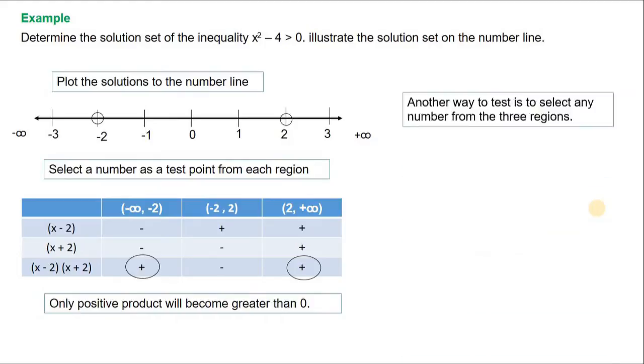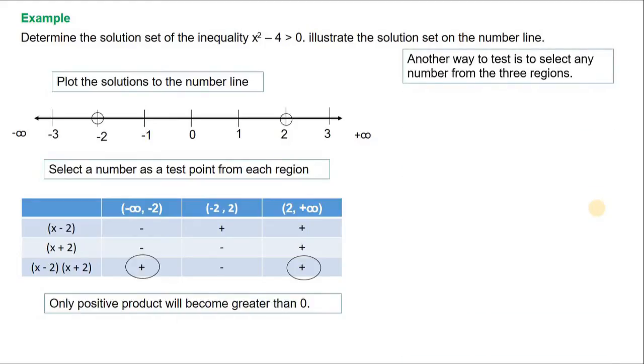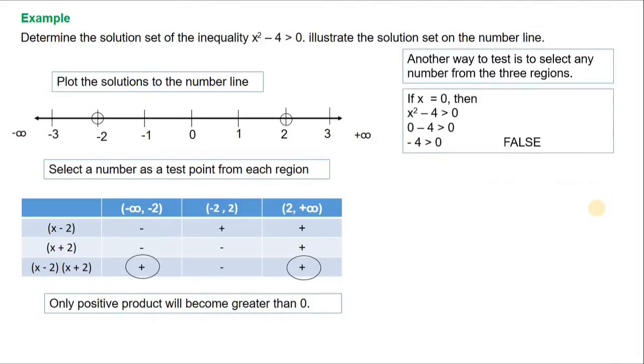Gagawin natin is another way to test, to select any number from the three regions. Ito yung isa sa mga ginagawang way para makita natin kung saan yung mga solution. So, for example, kumuha ako dito sa in-between nilang dalawa, between negative 2 and positive 2. For example, tinest ko yung 0 kung solution o hindi.